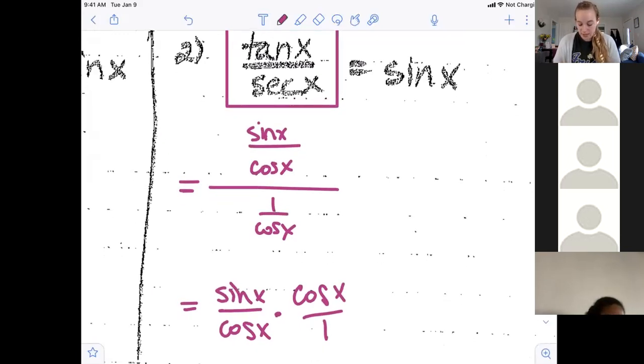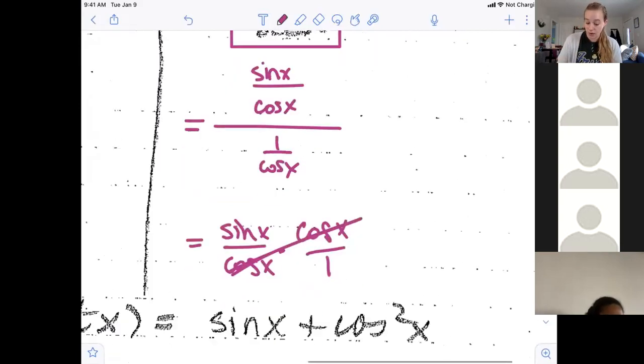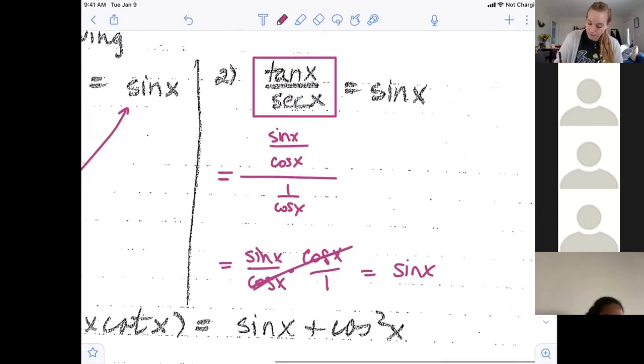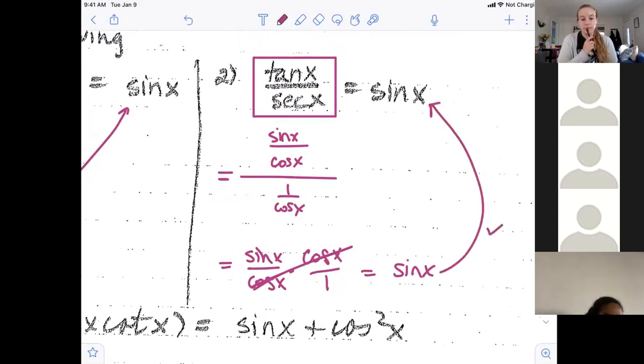Sine x over cos x times cos x over 1. Oh, I've got cos on both top and bottom. They cancel out, and that gives me just sine of x. Oh, and that's what I wanted. We did it.